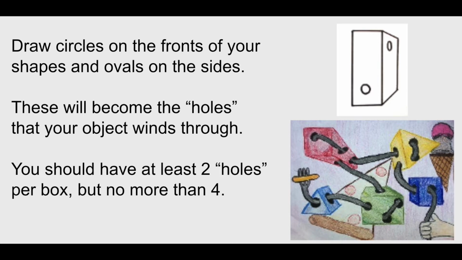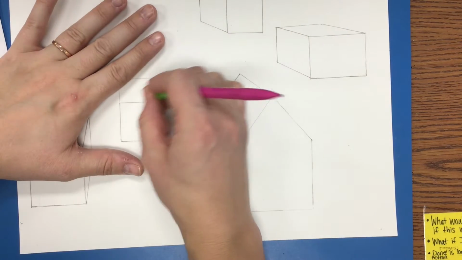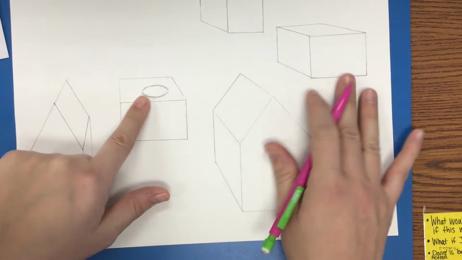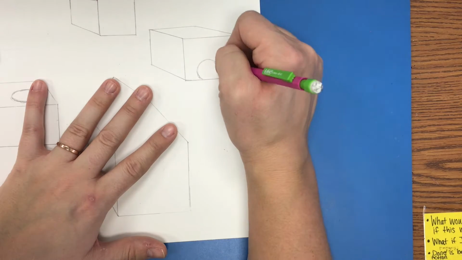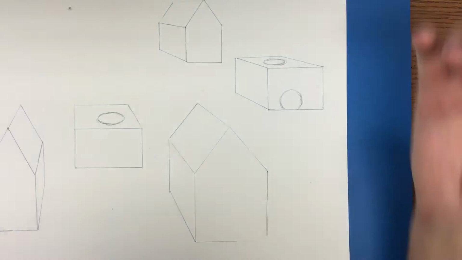You should have at least 2 holes per box, but no more than 4. Be sure to look back at your sketch to see where you plan for the object to wind through your forms as you are placing your openings. Remember, things distort as they go back in space. This is why we would have ovals on the tops, bottoms, and sides of our forms instead of a circle like the front.